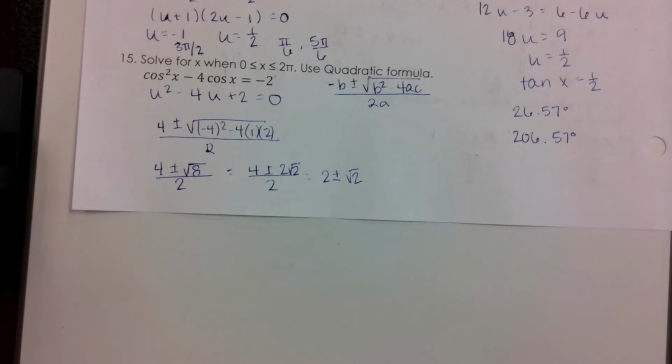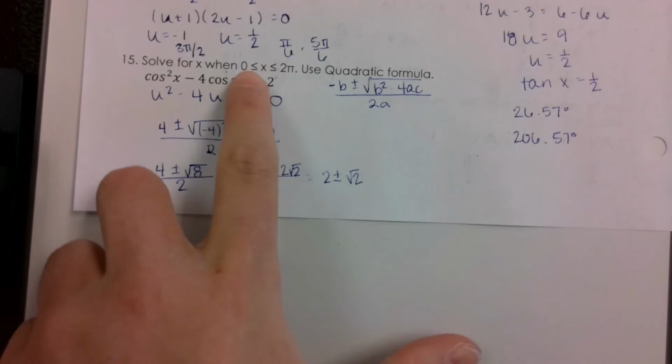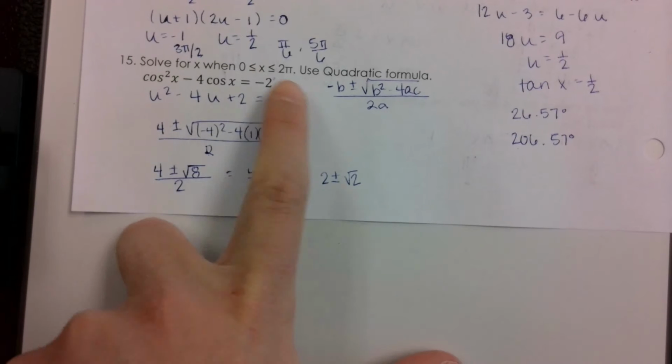So we've got to figure out what x would be for those values of cosine. So we're going to do inverse cosine of 2 plus square root 2 and then inverse cosine of 2 minus square root 2. We'll do the calculator again for these. Is that okay? So we'll just type those in, see what we get. Yes, we want to be in radians for this one because it's asking between 0 and 2 pi.